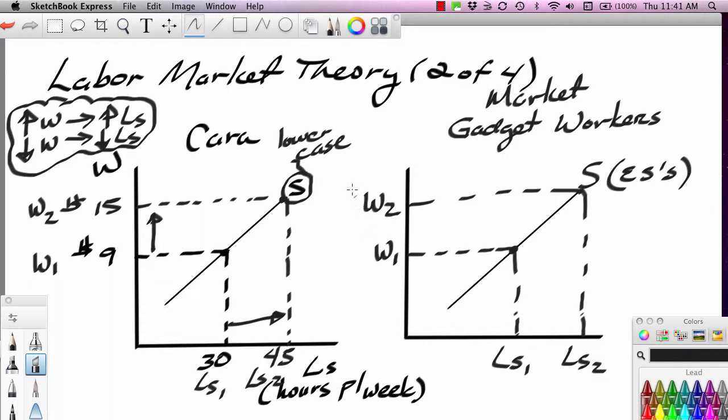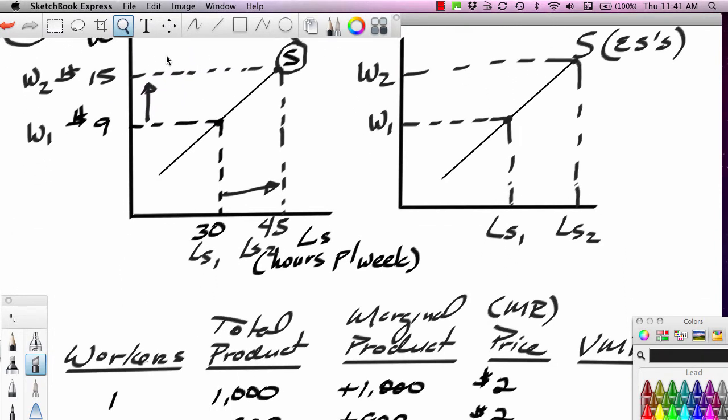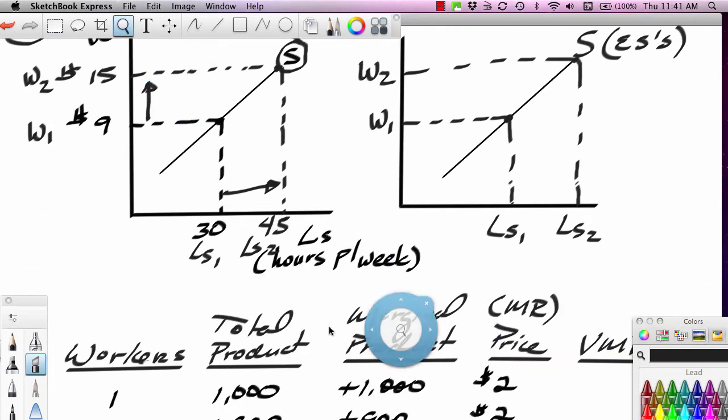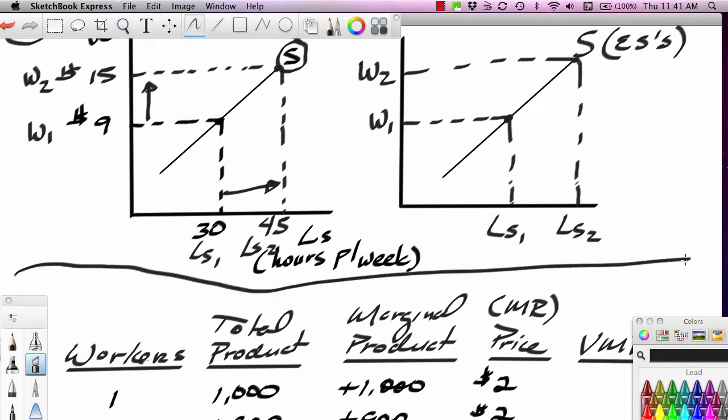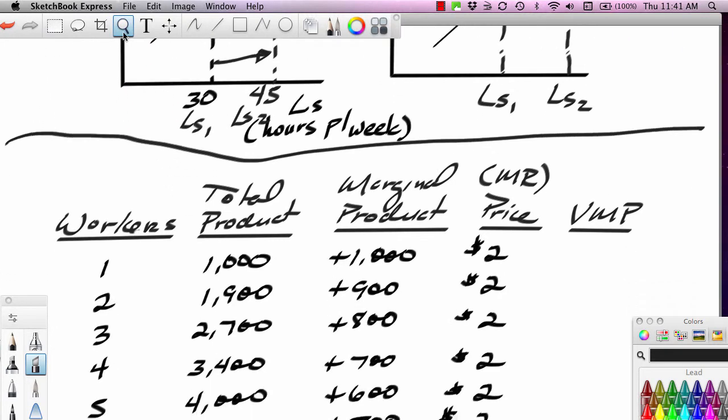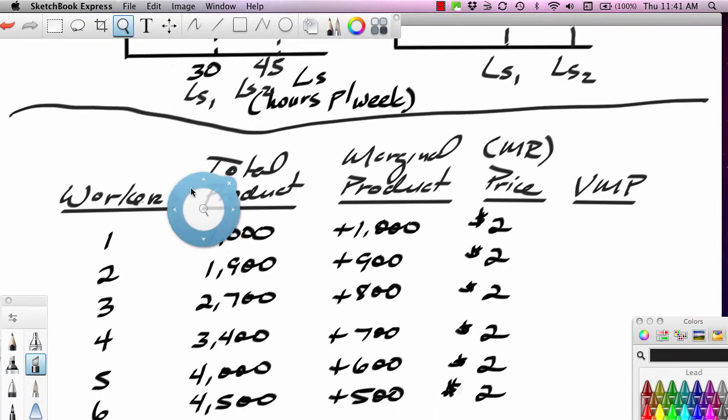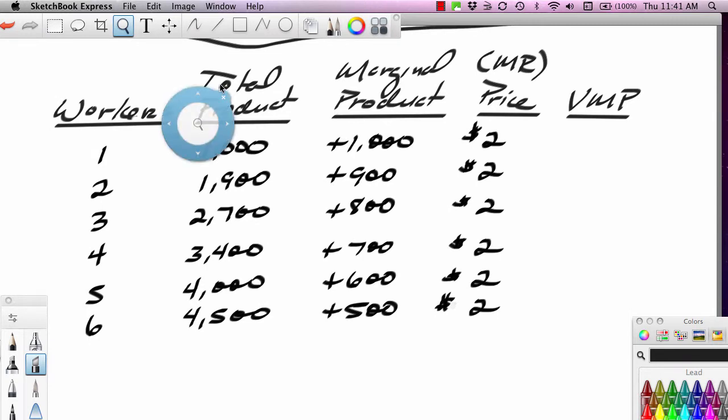Okay? Now what we would like to do is move on and begin to talk about the demand side. So there's the supply side, and I'll put a line across there. And now we want to go down to the demand side of the model. Where does the demand curve for labor come from? And we indicated in lesson 1 that the business sector is the primary demander of labor. So in labor market theory, the business sector is the demander.